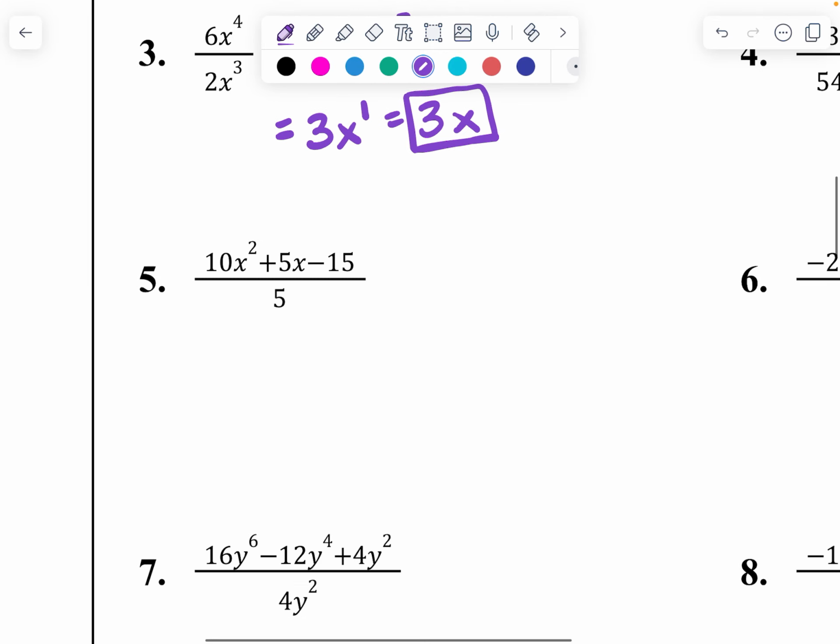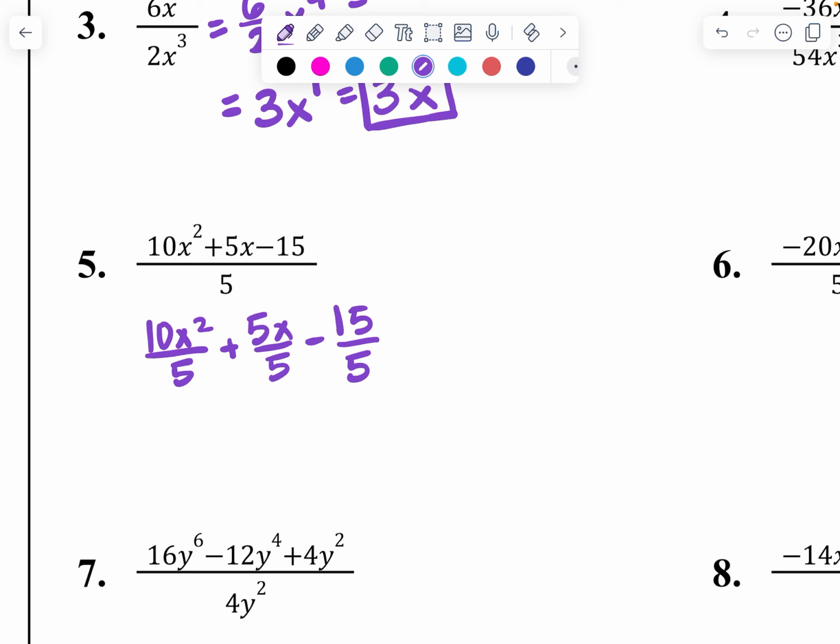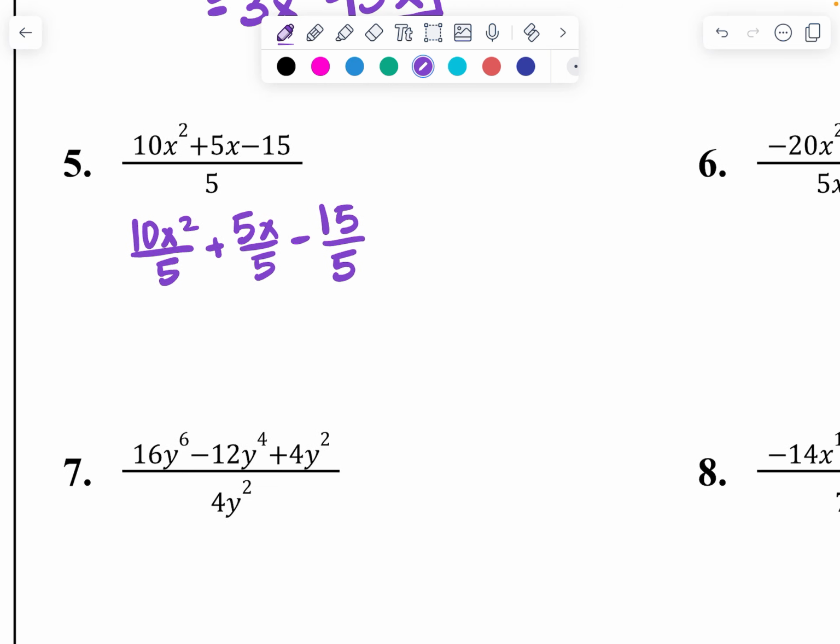Now here we have a trinomial divided by a monomial. The way I want you to treat this is as dividing 3 separate things. So rewrite the problem with each individual term being divided by 5. So now we just have 3 separate monomials divided by monomials.